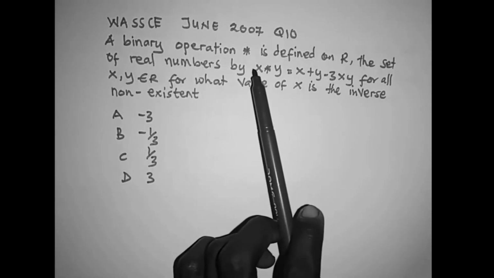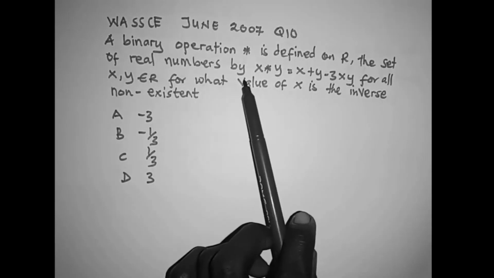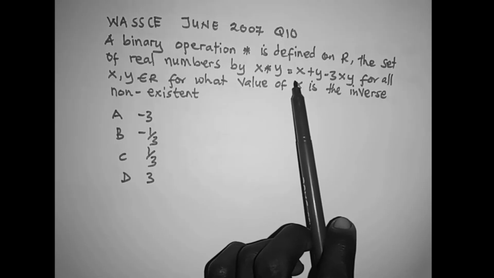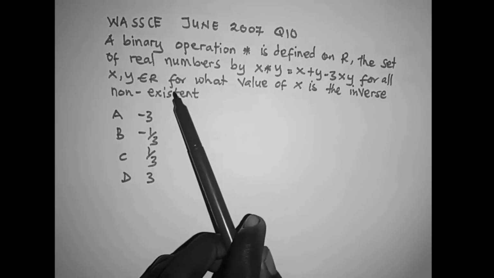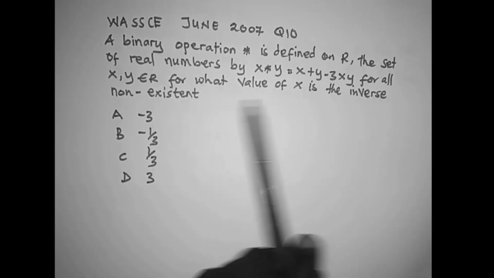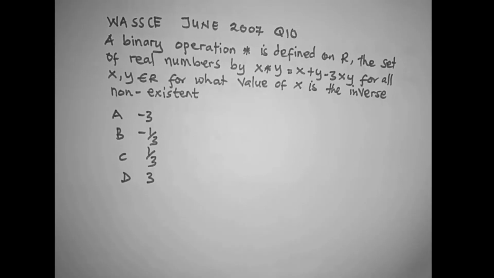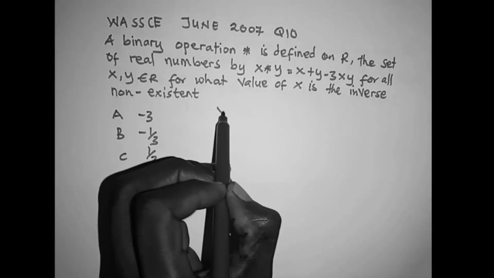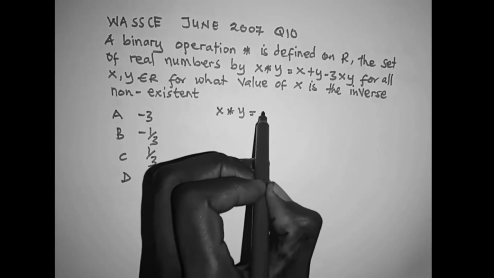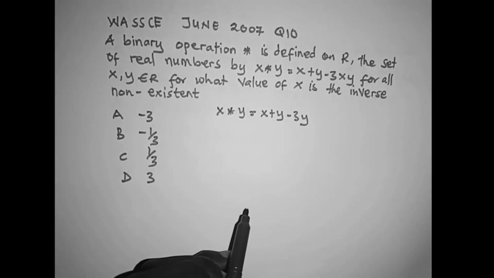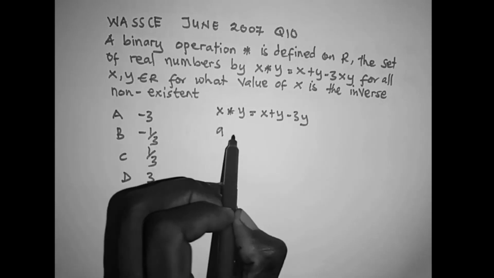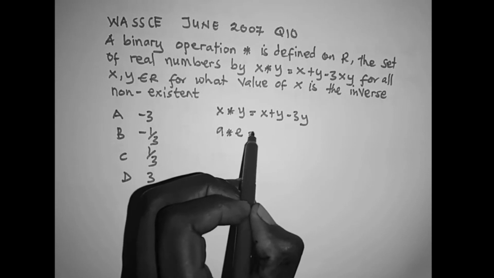A binary operation is defined on R, the set of real numbers, by x operation y equals x plus y minus 3xy for all x and y, which are real numbers. For what value of x is the inverse non-existent? So the binary operation is x operation y equals x plus y minus 3xy. Now, in order to find the inverse, what we need to do is to find the identity element. But we know that A operation the identity element is A.